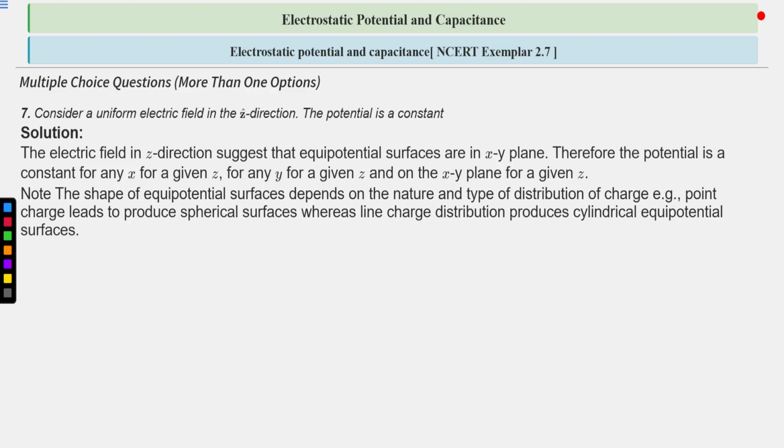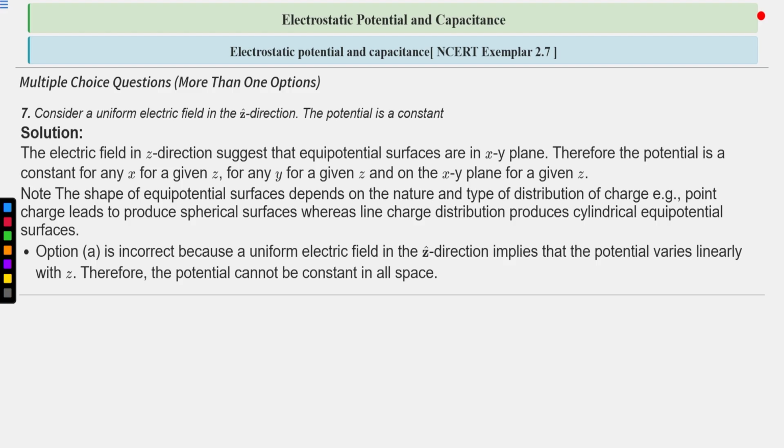Note, the shape of an equipotential surface depends on the nature and type of distribution of charge. For example, a point charge produces spherical surfaces, whereas a line charge distribution produces cylindrical equipotential surfaces. So equipotential surface depends upon the distribution of charge.